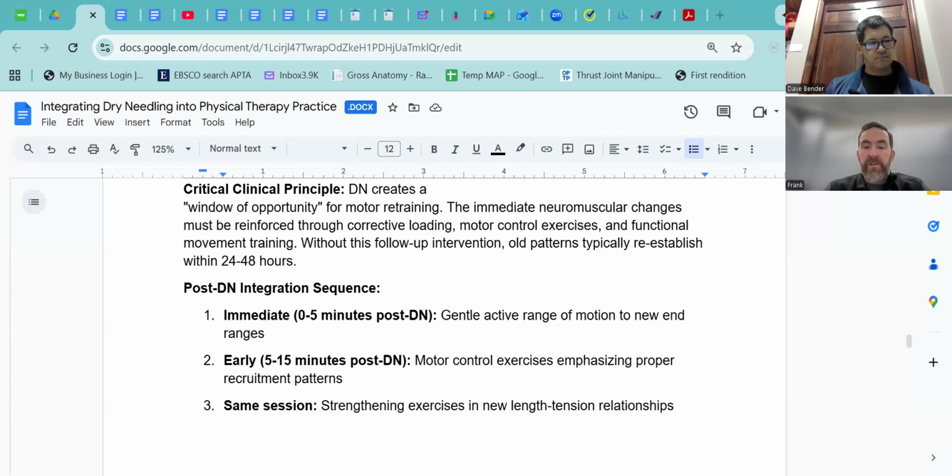So I'll take them to those new points of range, and we're going to do some sort of strengthening. In the high irritability patient, it might just be an isometric. In low irritability, hey, it might be some heavy slow resistance training. It might be some lengthening eccentrics. Either way, I'm going to be putting that muscle through some strenuous activity to work on that new length tension relationship. Is there one more bullet point there, Dave?